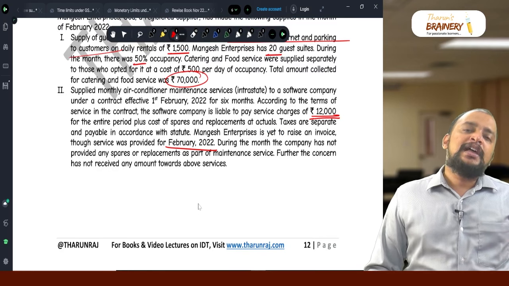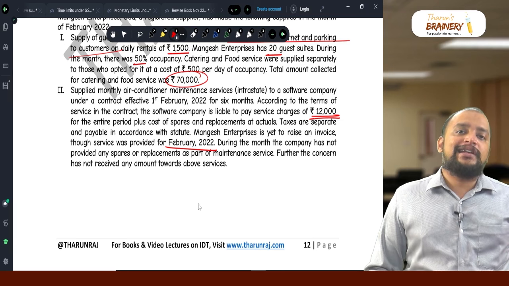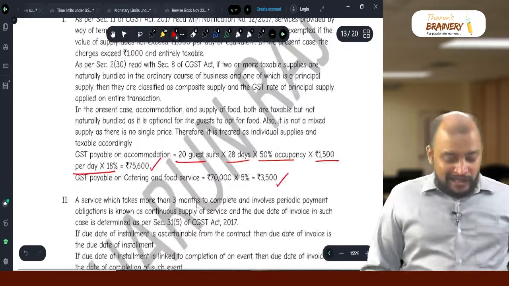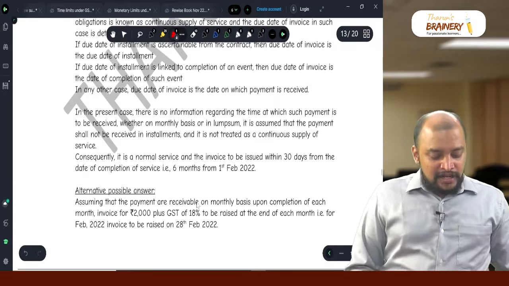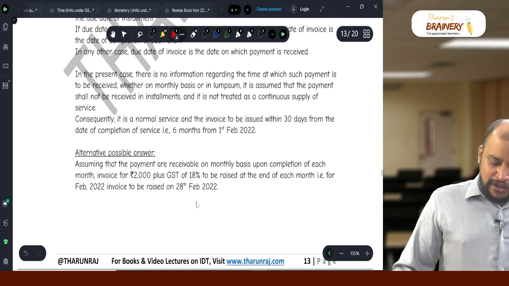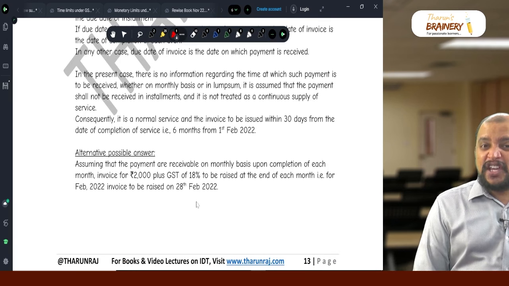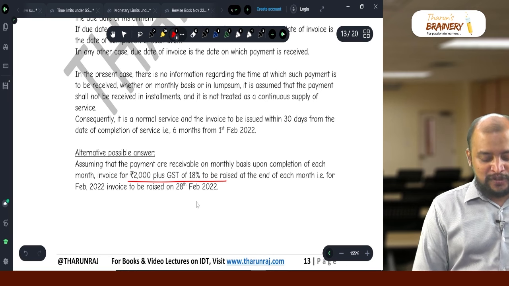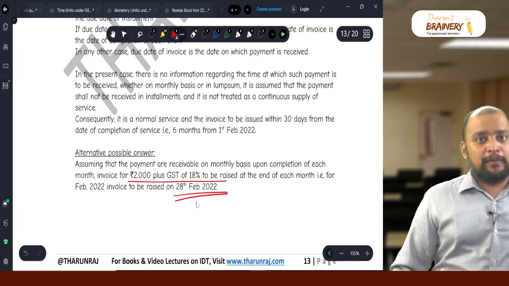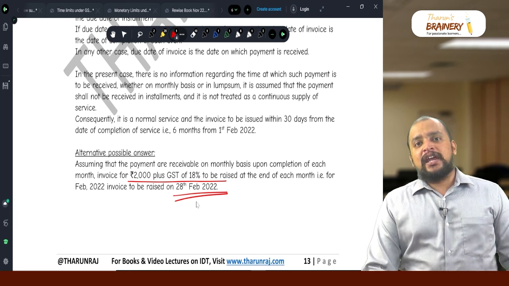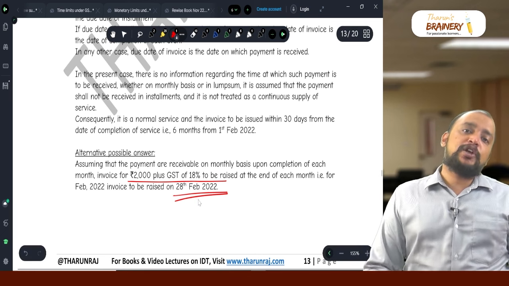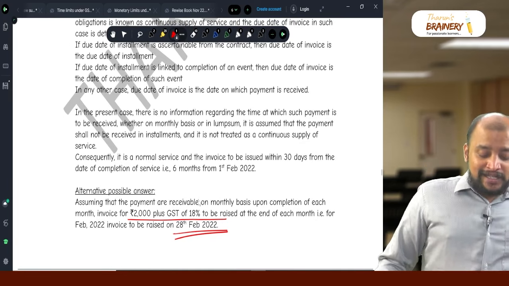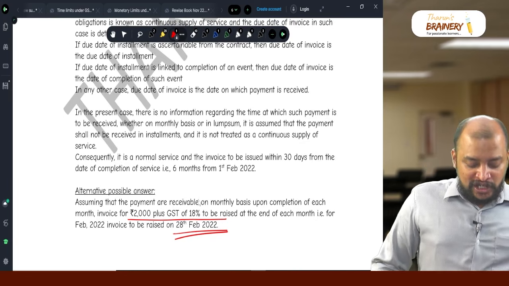Therefore, as there is no information regarding the payment frequency, we can take an assumption. Two assumptions are possible. If you treat it as continuous supply of service, then we need to take it upon completion of each month. So an invoice for 2000 plus GST of 18% is to be raised at the end of each month, for February by 28th February. That is one way. Or another way, if we treat it as a normal service, because there are no periodic payment obligations, within 30 days from the date of completion of service.